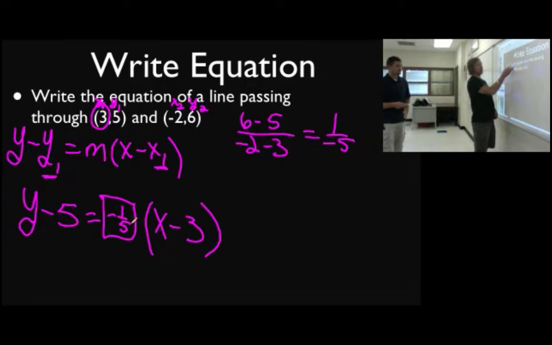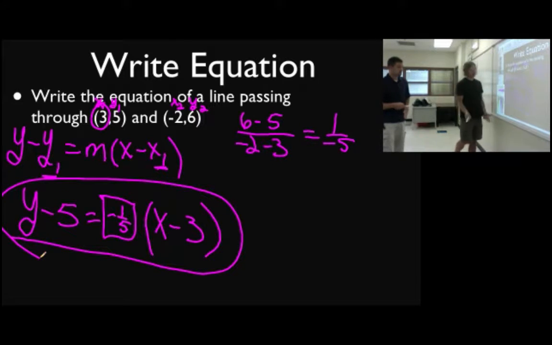It doesn't say what form it wants it in when you get done, so that's a very viable answer. I think that's a good one. Remember, the slope is -1/5, so you don't have to do that again.